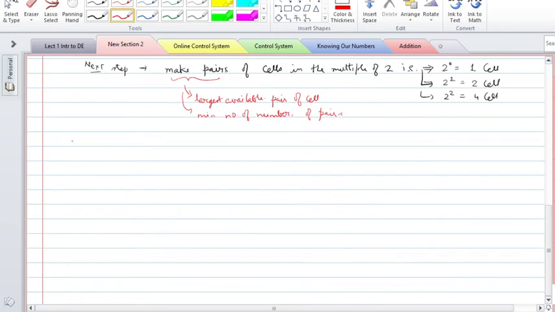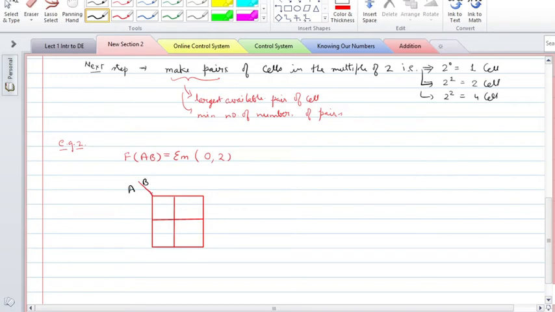Let's have another example. Suppose function F(A, B) is equal to summation m(0, 2) is given, and we want to minimize this Boolean function. So this is the 2 variable K-map, A B, 0 1, 0 1.